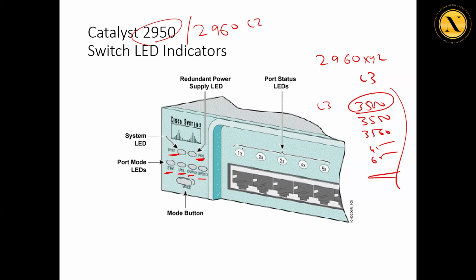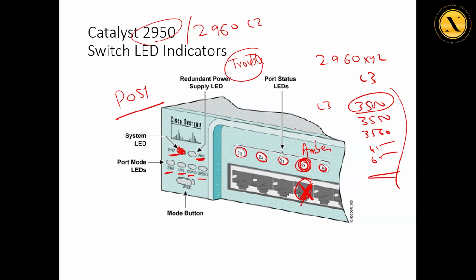So during POST, what happens? These LEDs blink and then they turn off, because when the switch is booting up, it will do the POST, right? Power on self test. That means it's going to check all its internal hardware components. Everything okay? If everything is okay, they will blink and then turn off. Supposing there's a hardware defect in some port, this LED will become amber. Amber means orange. And the system LED will also become amber. That means there's some problem, trouble, right? Of course, it's not in our course. It can be a hardware issue. Okay.